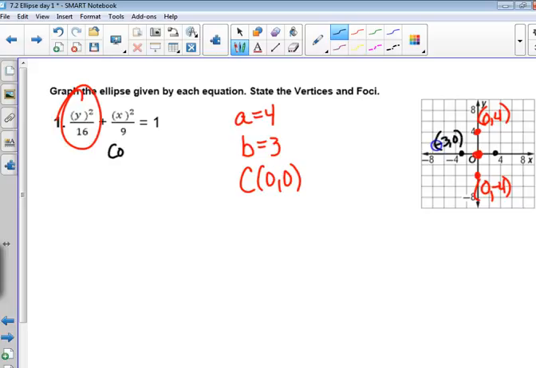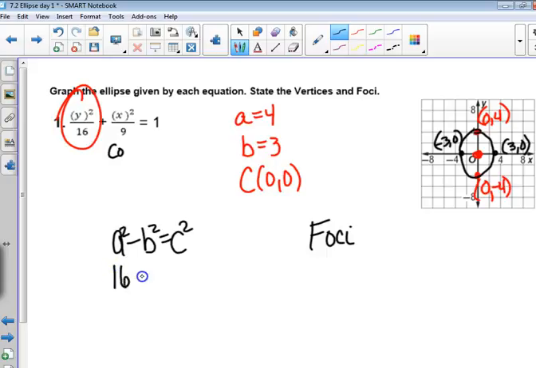So negative 3, 0, and 3, 0. And again, you don't have to write those labels on the picture. You can just list them on the quiz. Like the foci, I'm not going to have room to put those over there, but how do you find the foci? A squared minus B squared equals C squared. Yep. So what do we get? I got square root of 7.